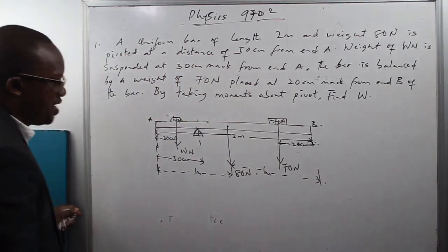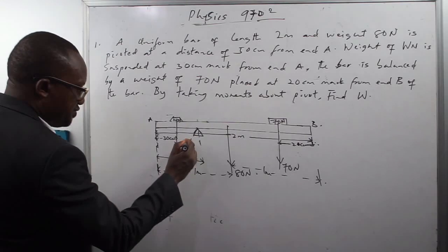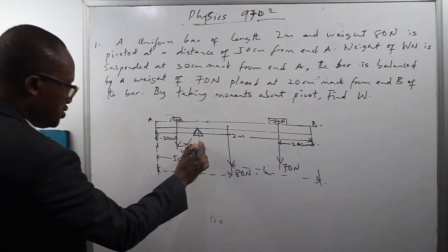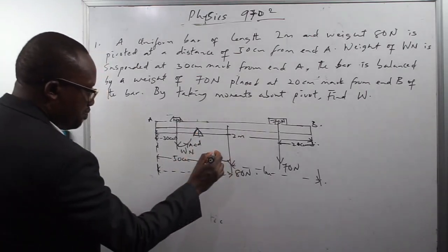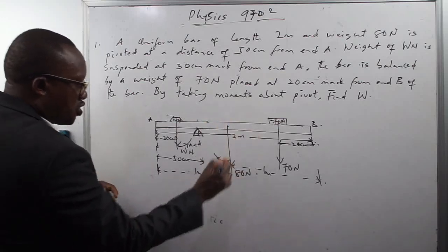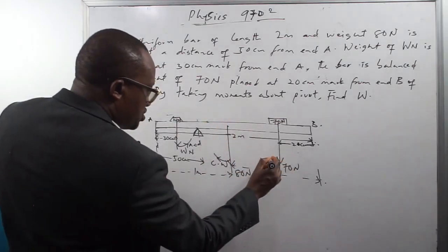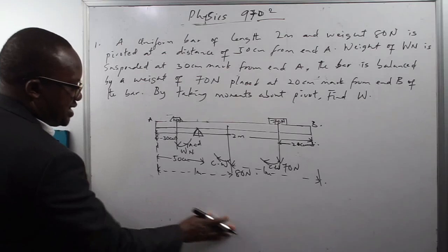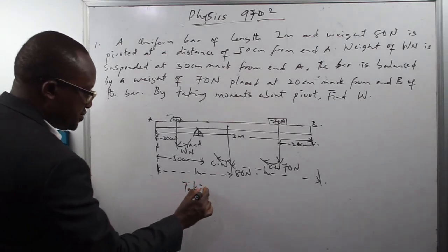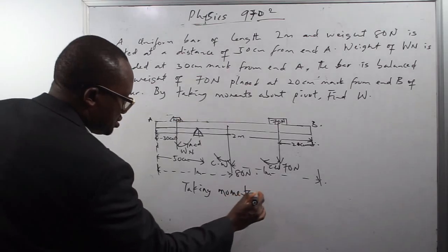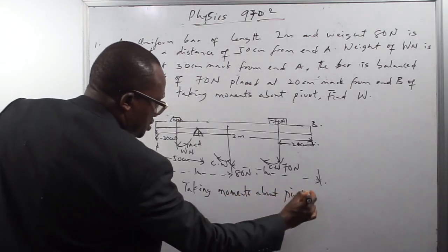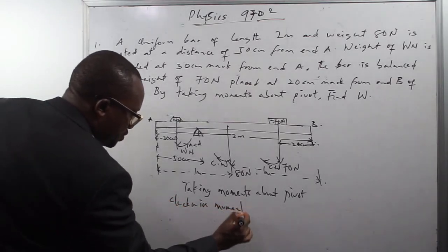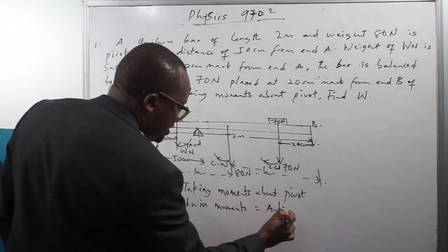So taking the moment about the pivot, we have this. This weight is going to cause the bar to turn anti-clockwise from the pivot. This one will cause the bar to turn clockwise from the pivot. This also causes the bar to turn clockwise from the pivot. So we can now write down that taking moments about the pivot, our clockwise moments must be balanced by the anti-clockwise moments.